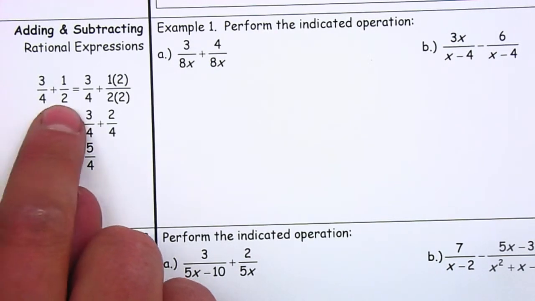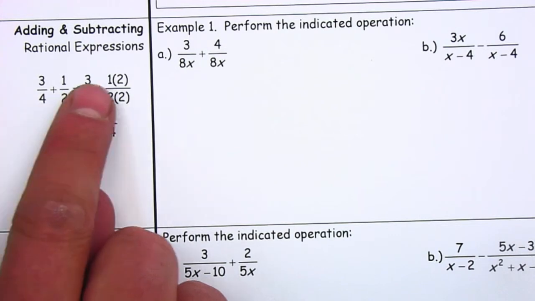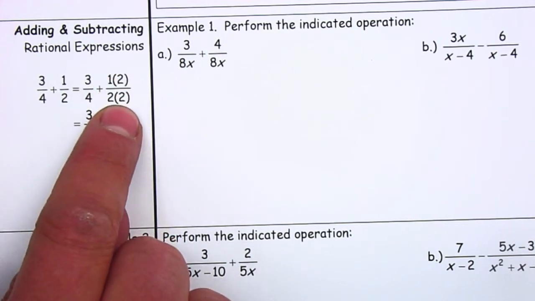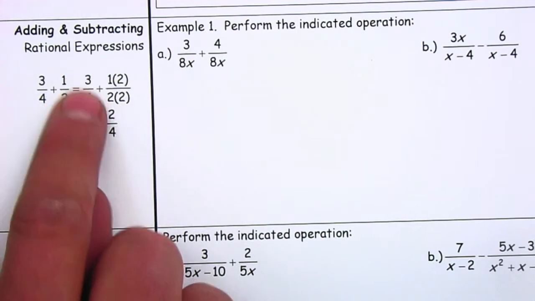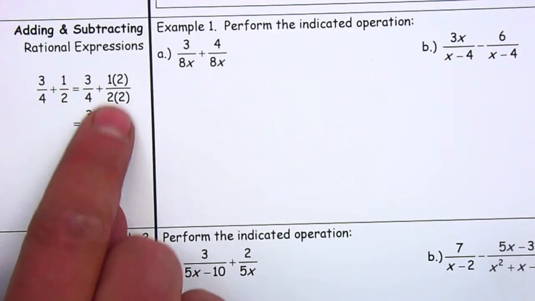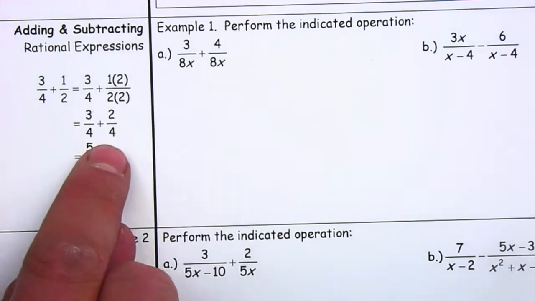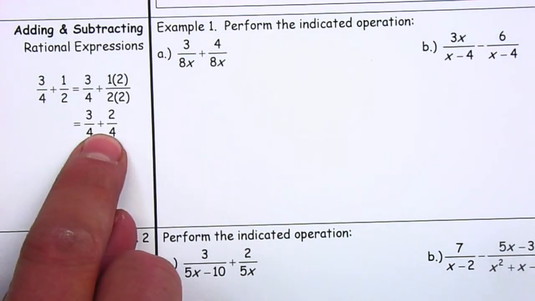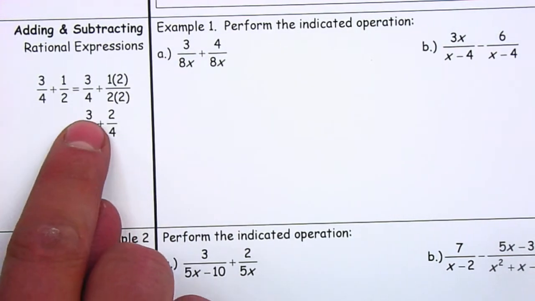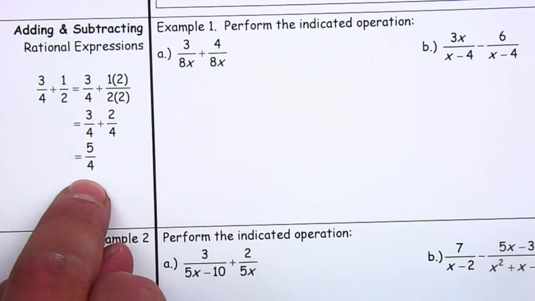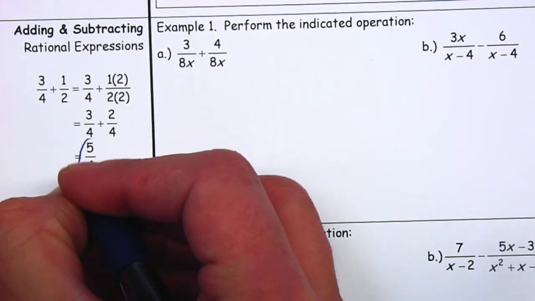In this case, the lowest common denominator will be 4. So I'm going to multiply the right fraction by 2. I multiply the top by 2, the bottom by 2. So the first fraction is 3 over 4. 1 times 2 is 2. 2 times 2 is 4. Now that they have the same denominators, I can go ahead and add 3 plus 2 is 5. The denominator stays the same. So our answer will be 5/4.